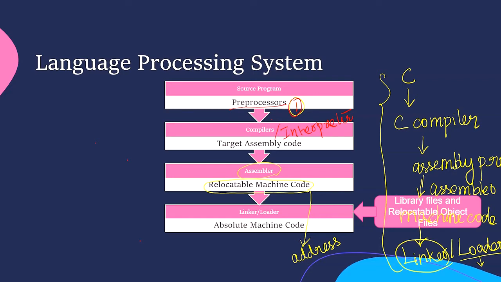Next, loader and linker. Loader and linker will convert this relocatable machine code into absolute machine code. Absolute machine code is nothing but the computer understandable code. So it converts the relocatable code into absolute code and tries to run the program, resulting in a running program or an error message. Linker loads a variety of object files into a single file to make it executable. Then loader loads it in memory and executes it. So these are the various steps involved in a language processing system.